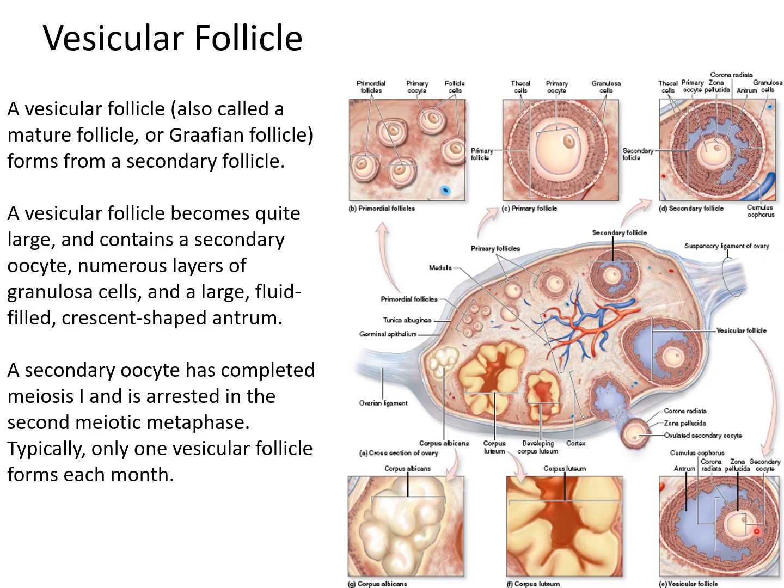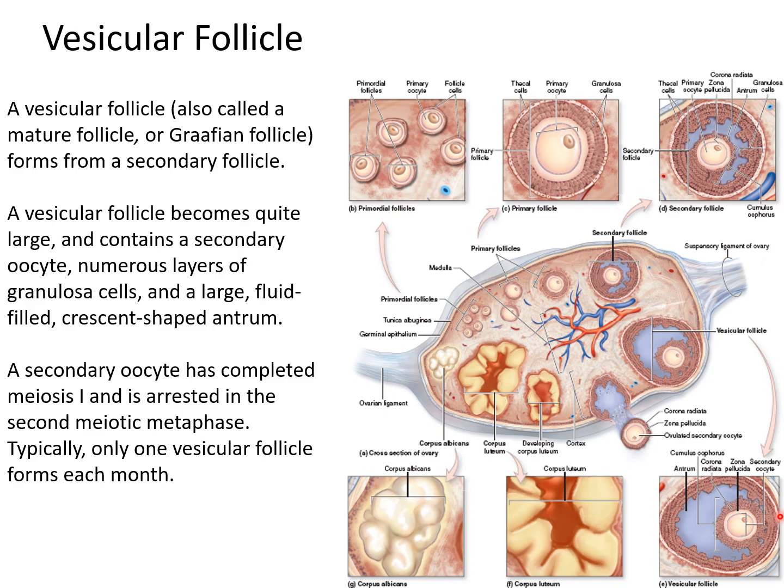So remember, the primary oocyte was arrested in meiosis. The secondary oocyte has completed meiosis 1, and now it gets arrested in the second part of meiosis, in metaphase.